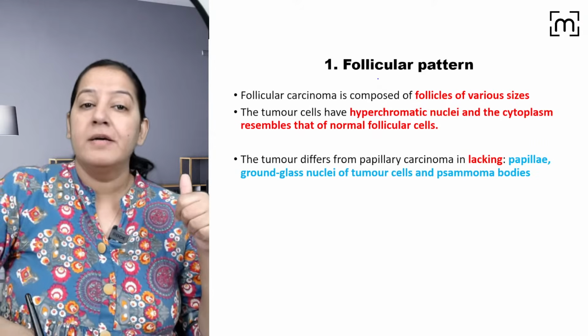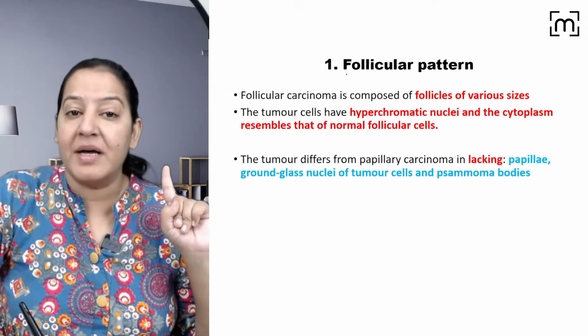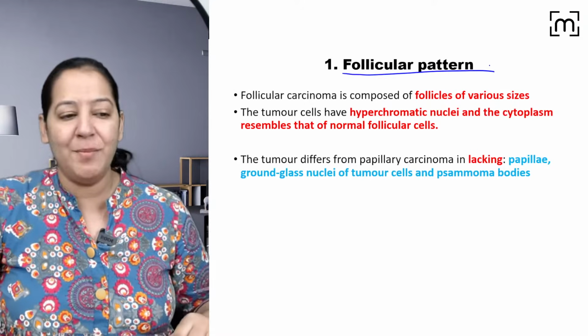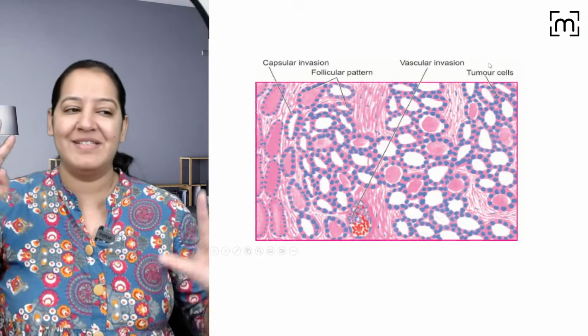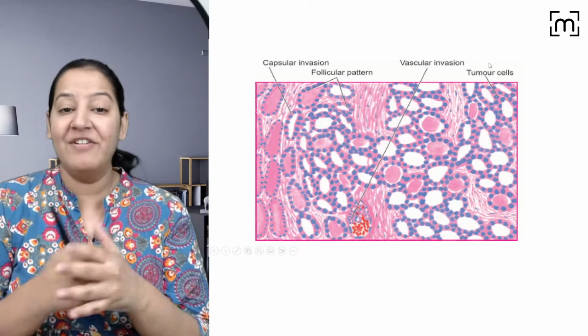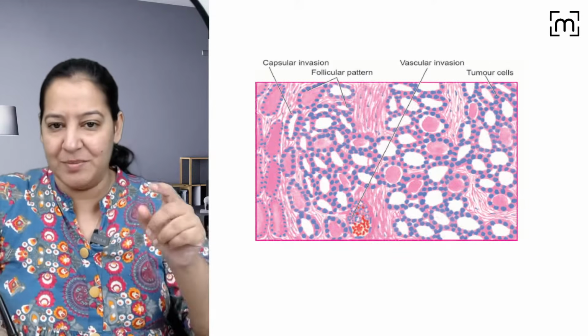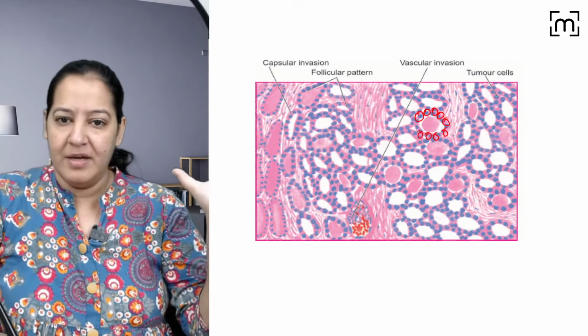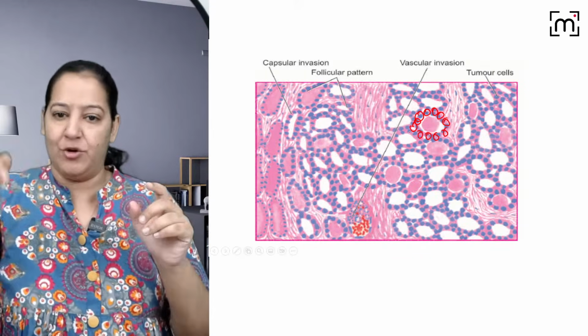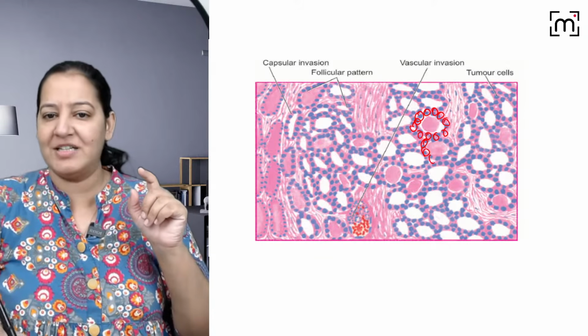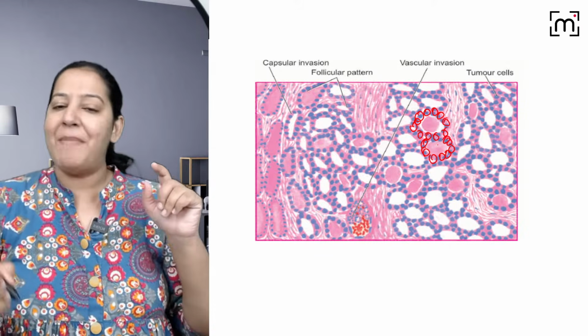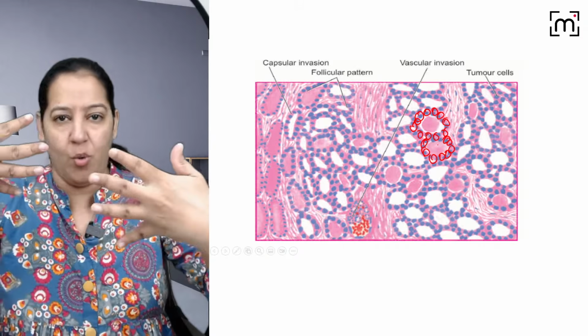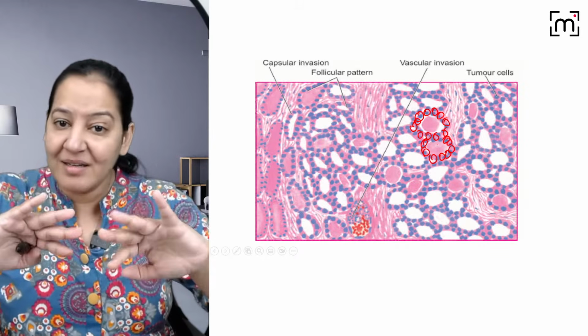Okay. Here in follicular carcinoma, the pattern is follicular. What do you mean by follicular pattern? It's circular. See the diagram. It's not papillae. Where are the tumor cells? See, I'm drawing the tumor cells. These are the tumor cells. They are arranged in a circular pattern, which are known as follicles. So the pattern is not papillary. The pattern is the follicular.